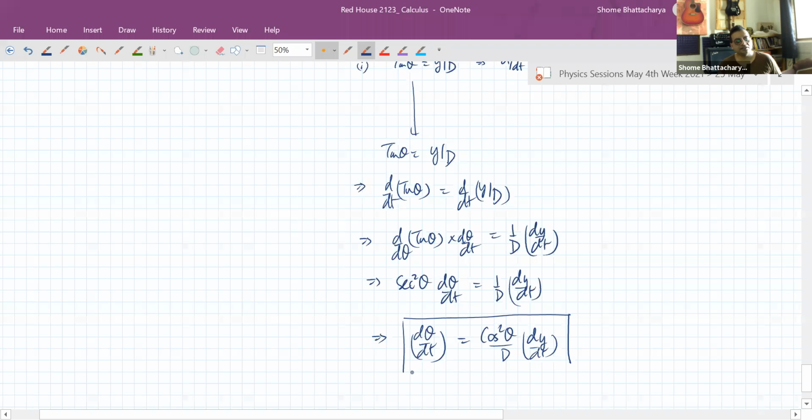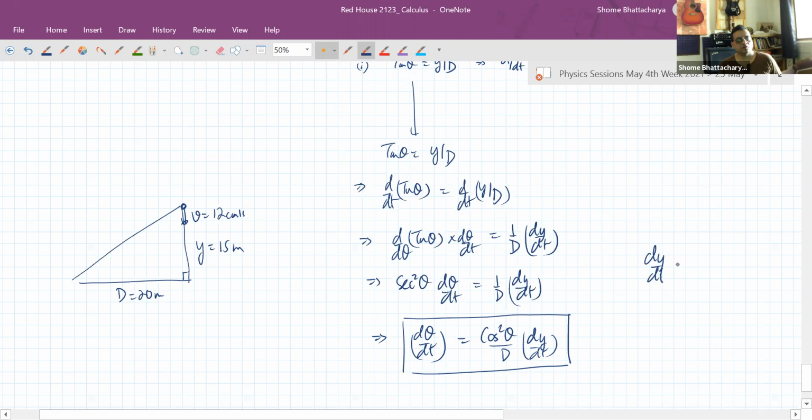Okay, now at the instant we are given, at that particular instant, the value of y is 15 meters. The value of capital D is of course fixed, and that is 20 meters. And this downward speed v is 12 centimeters per second. So our dy by dt is minus v, that is minus 12 centimeters per second, or you can write that as minus 1.2 meters per second.